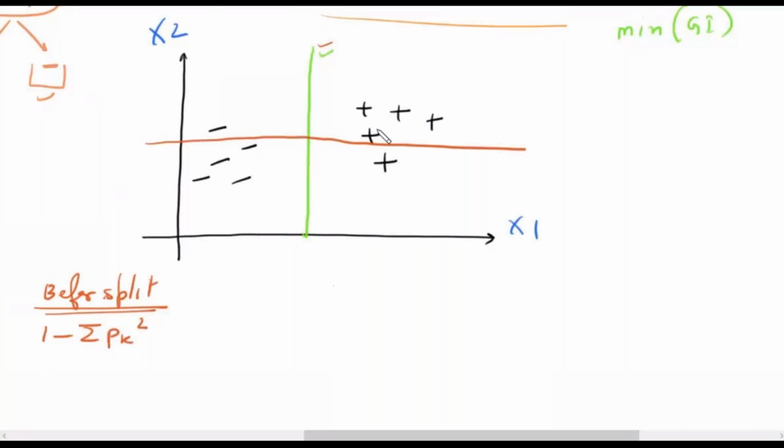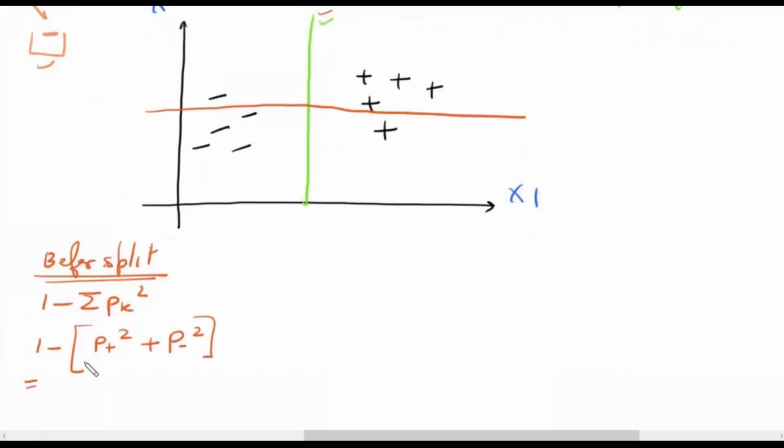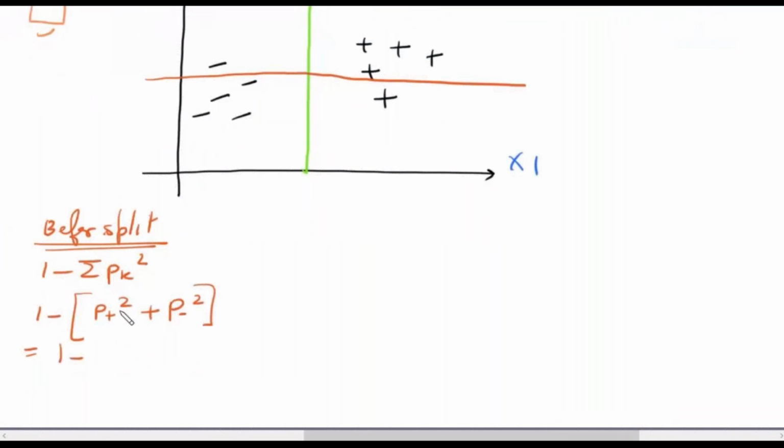And before the split, I do not have any split, so all the points are in one bucket. The entire data is in one bucket. So how will I do this? 1 minus, this is the proportion, so proportion of plus whole square, and then since I have a summation sign, I will write proportion of minus whole square. So let us calculate this. 1 minus proportion of plus whole square.